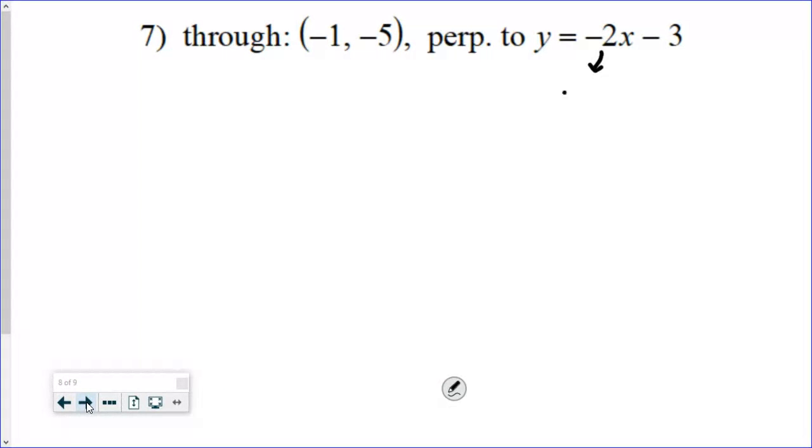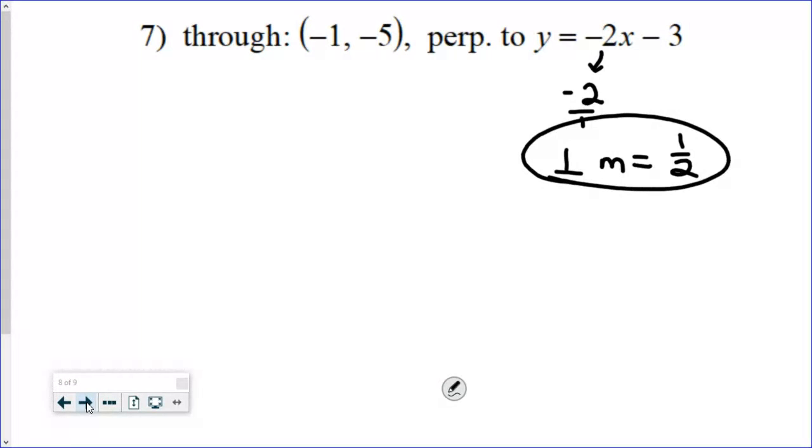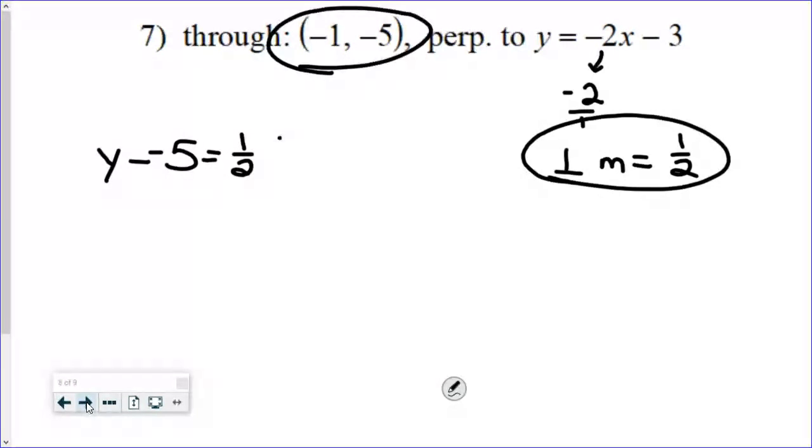So the slope of this is -2, but it's really -2/1. So for my perpendicular slope, I need it flip-flopped, and now from negative to a positive. So that's the slope I'm going to use, and these are the points. So y minus my y equals my slope, x minus my x. And again, I'm going to do that keep, change.